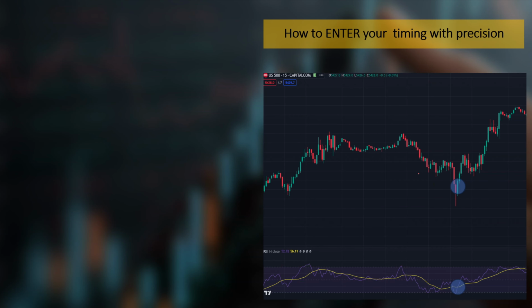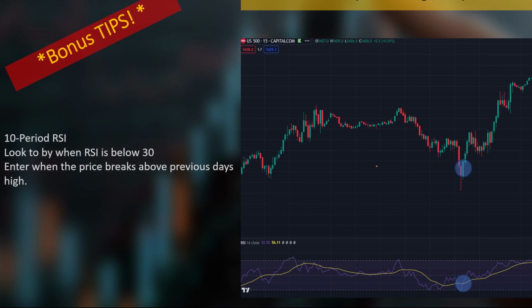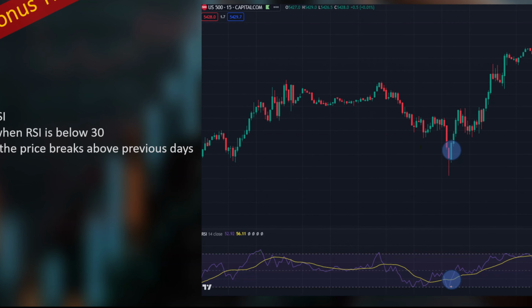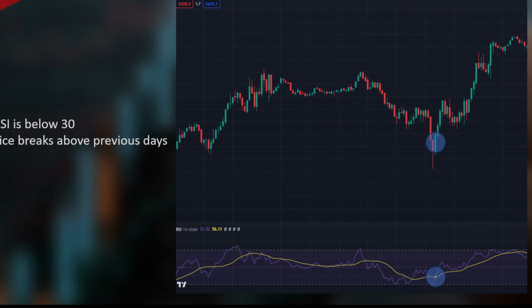And now some bonus tips on how you can time your entry into a position. The RSI has a standard period setting of 14, but you can use a different period. If you use a 10 period RSI, it will move a bit faster and react faster to the price. In this example, you can see the RSI move and cross below the 30. It's time to get long.